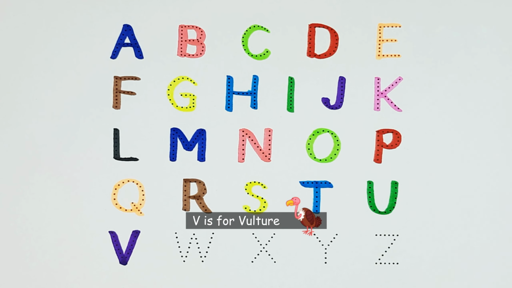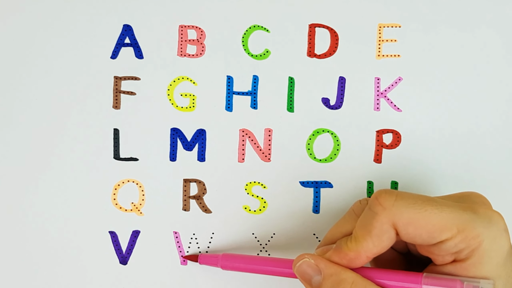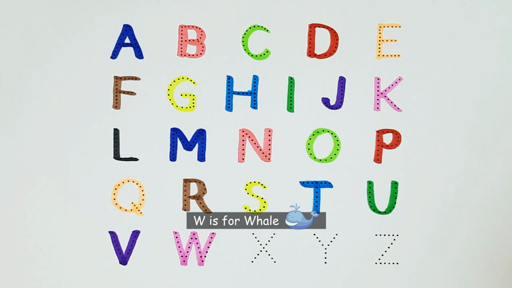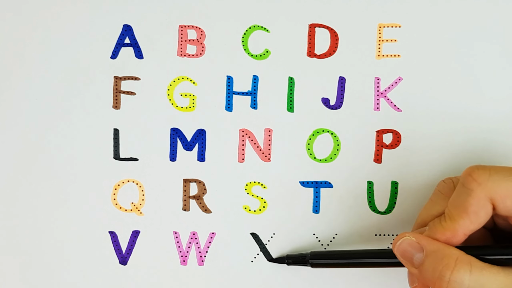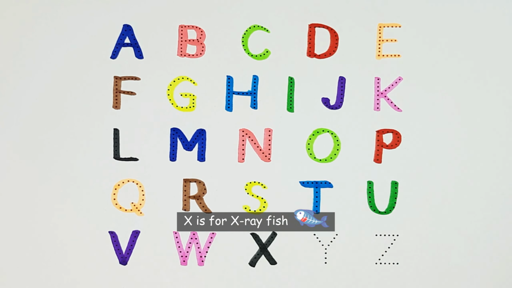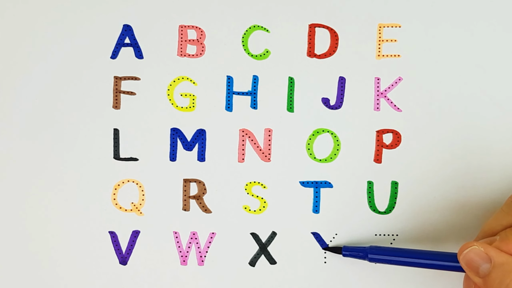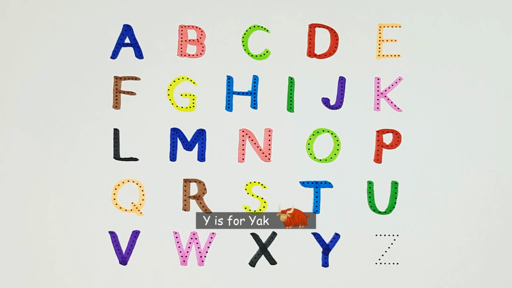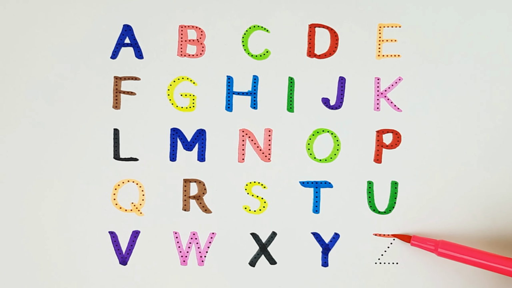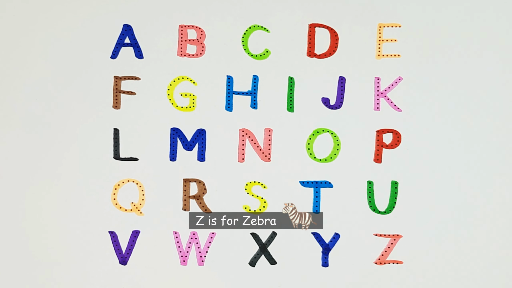V. V is for vulture. V. W. W is for whale. W. X. X is for X-ray fish. X. Y. Y is for yak. Y. Z. Z is for zebra. Z.